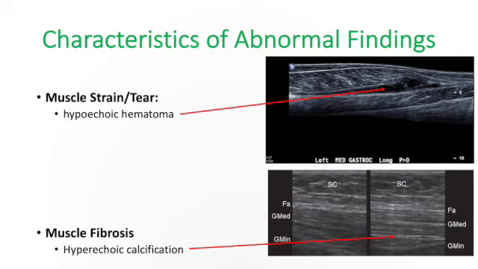Looking at the bottom slide, a muscle fibrosis, and this is really interesting because we can actually see calcification in the actual muscle tissue. This is going to show up obviously a little hyperechoic. It's going to show up a little brighter because obviously there's an increase in calcium within the muscle tissue itself.